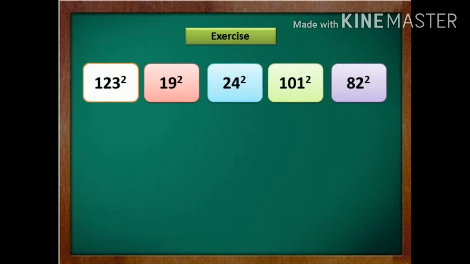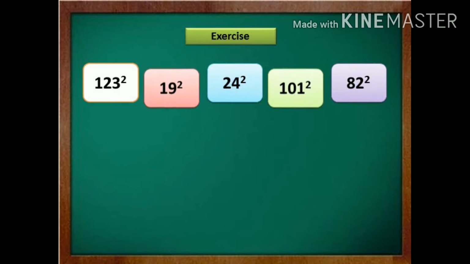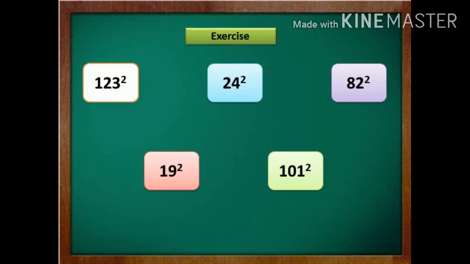Using this property, from this set of numbers, let's find the numbers whose squares will have 1 as its units place. So, 19 square and 101 square will have 1 in its unit place.